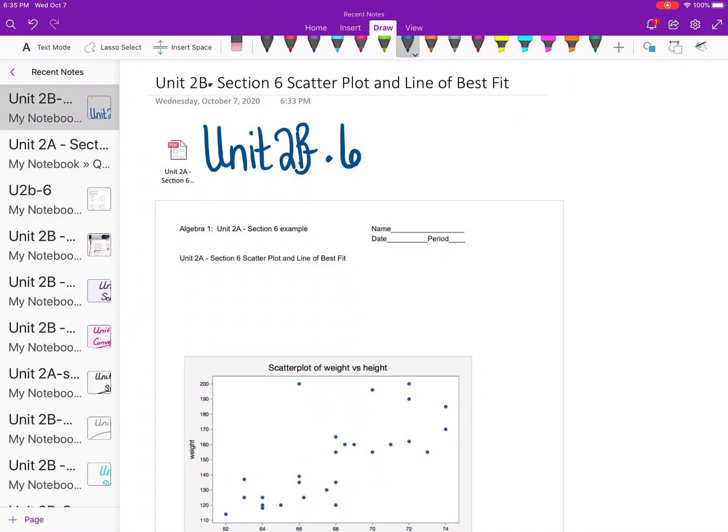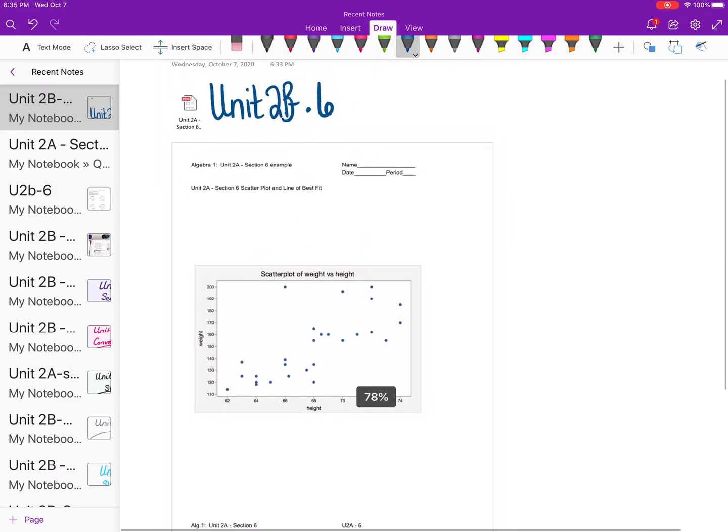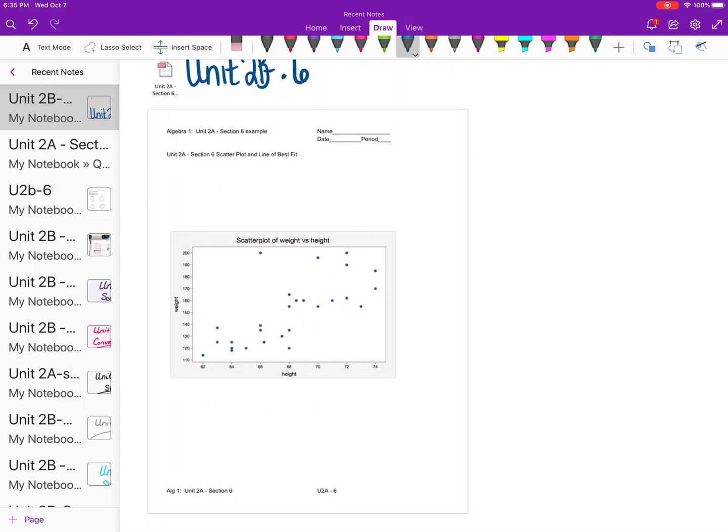Okay guys, we're going to continue with Unit 2B, Section 6. We already talked about correlation, positive and negative correlation. I want to talk about how to do a line of best fit. So I have a scatter plot here, but we're going to look at that in a minute. Here are the steps to making a line of best fit.